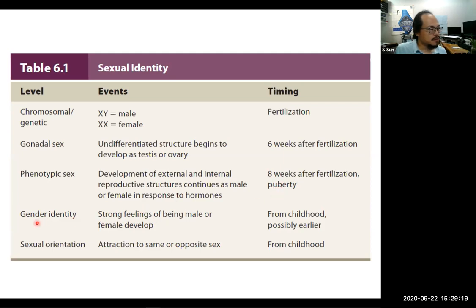And then gender identity, that the person identifies him or herself as a male or female, starts from childhood, right? And also sexual orientation, that he or she is attracted to the opposite-sex person or the same-sex person, also starts at a very young age. Can you plan that? No. We see parents will know their kids' orientation at a very young age.